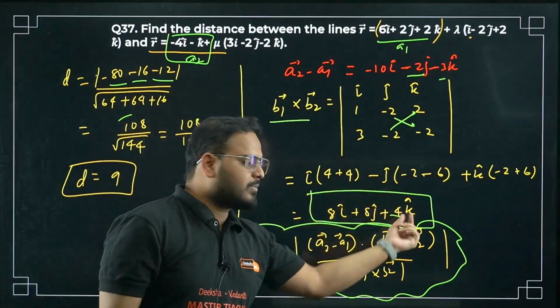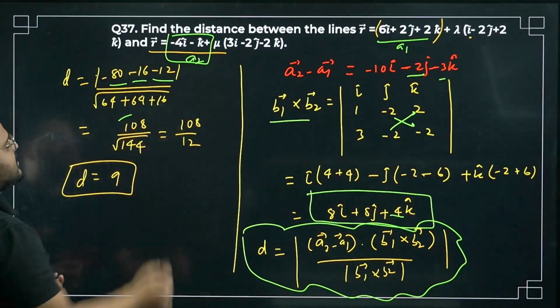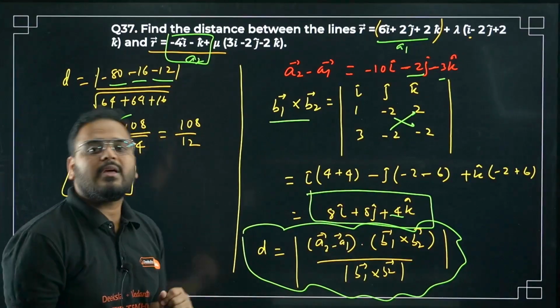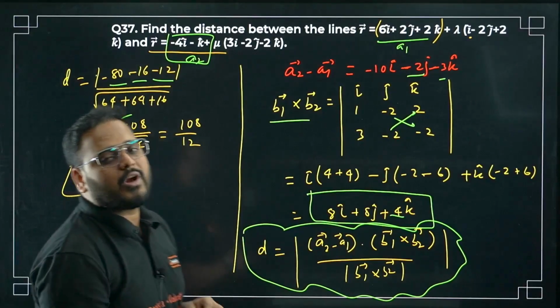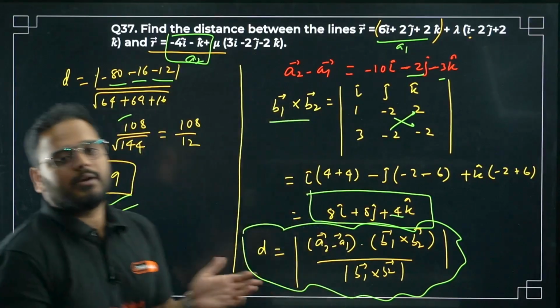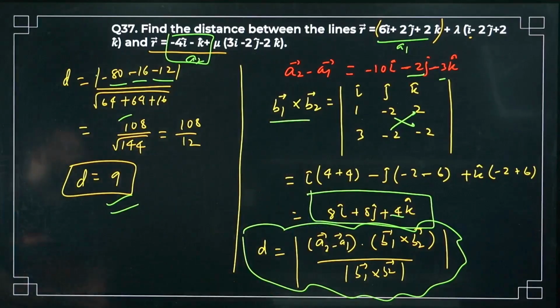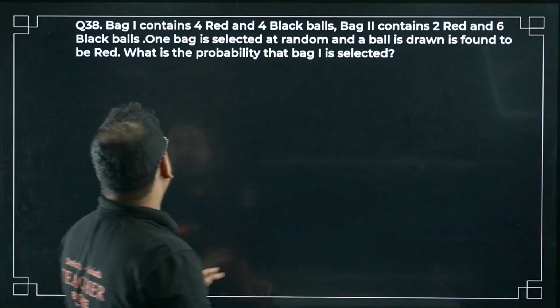Denominator is nothing but the mod of your cross product. So 8 square plus 4 square plus 4 square: 64, 64 and 16, 144 is that. Root will be 12. What is the ratio, sir? 108 by 12 is 9, sir. Please check. This is your answer for question number 37. Okay. Next we have 38.